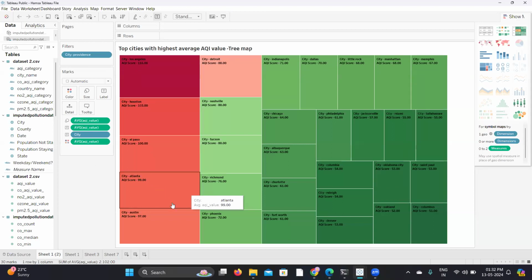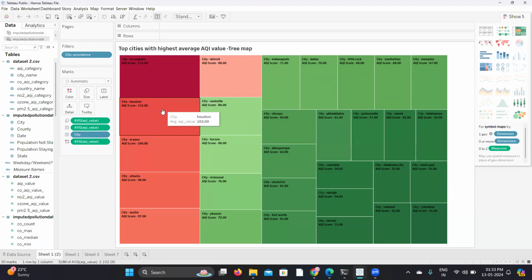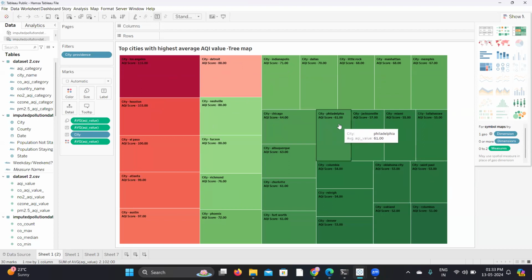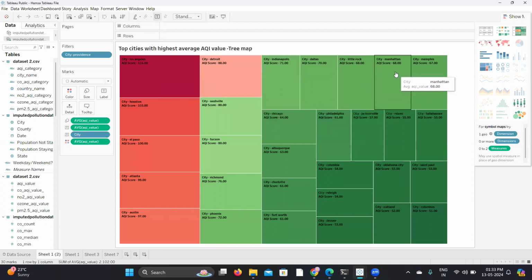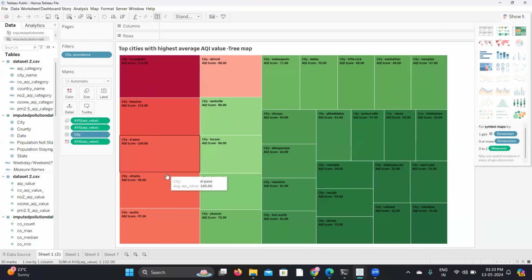So this is sheet 1. This is a tree map that provides a visual representation of the average AQI value across different states. Each block within the tree map represents a state, with the size of each block proportional to the AQI value it represents. Let's talk about the color we used. The color gradient from red to green indicates the severity of the air quality. Darker red denotes a higher AQI score, suggesting poorer air quality, while green indicates lower AQI scores, representing better air quality.